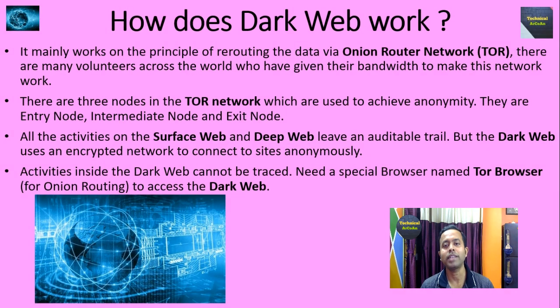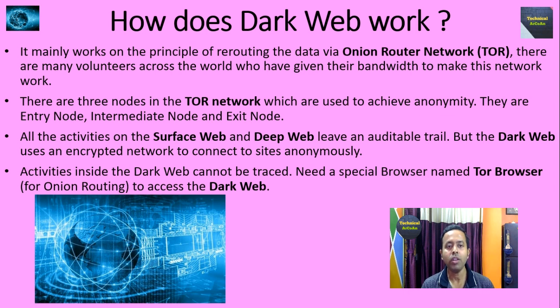Now, how does the dark web work? Okay, it mainly works on the principle of rerouting the data via the onion router network known as Tor. There are many volunteers across the world who have given their bandwidth to make this network work. There are 3 nodes in the Tor network which are used to achieve anonymity. They are the entry node, intermediate node and exit node.